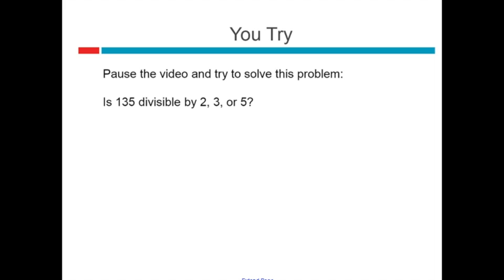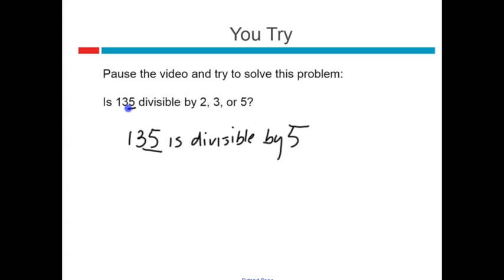Okay, well, does 135 end in an even number? Well, no. 5 is not even. So 135 won't be divisible by 2. But it does end in 5, so 135 would be divisible by 5. So we know that 135 is divisible by 5. That number ends in 5.